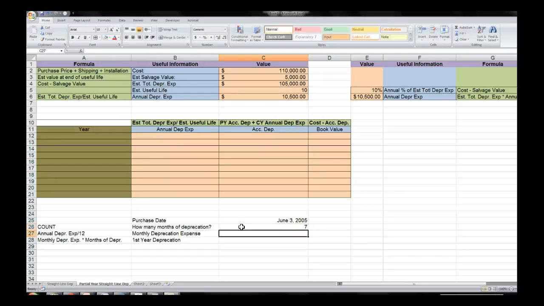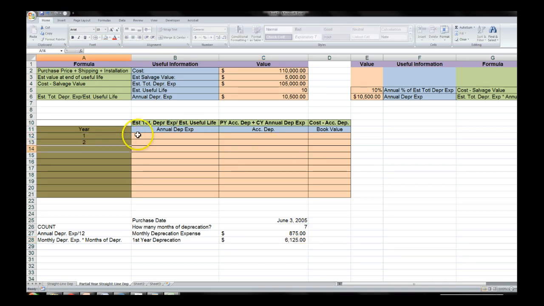We need to calculate our monthly depreciation expense because we only need 7 months. So how do we do that? We take our annual depreciation expense, which is $10,500, and we divide that by the number of months in a year, which is 12. So that gives us $875 of depreciation per month. Hey, that's almost what I get paid in a month. And then we need to calculate our first year of depreciation, the partial year. So we take our monthly depreciation expense and multiply it by our months of depreciation. So take our 875, multiply it by 7. We get $6,125.